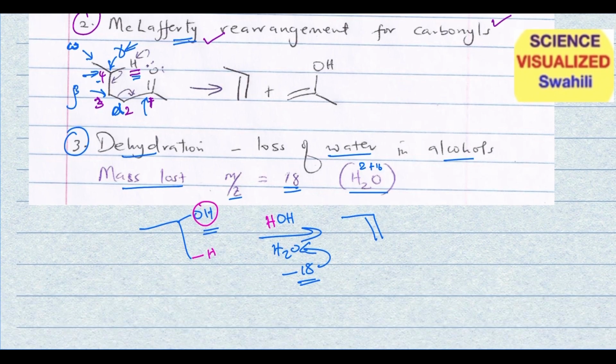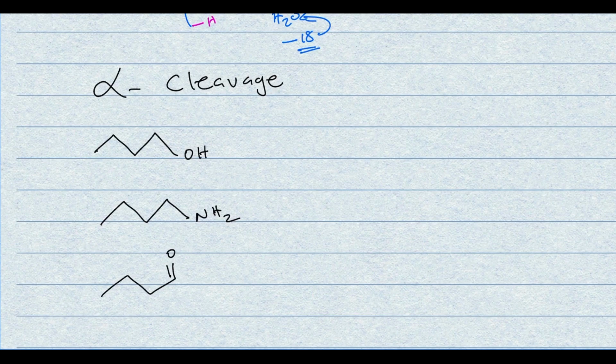Alpha cleavage. Now if you look at these three examples, number 1 is alcohol, number 2 is amine, and number 3 is a carbonyl functional group, which could be an aldehyde, as in this case. It could be a ketone, an ester, or carboxylic acid. The carbon that's connected to the functional group is the functional group carbon. Same thing with the amine, and same thing with the carbonyl. Now, the next carbon after the functional group carbon becomes the alpha position.